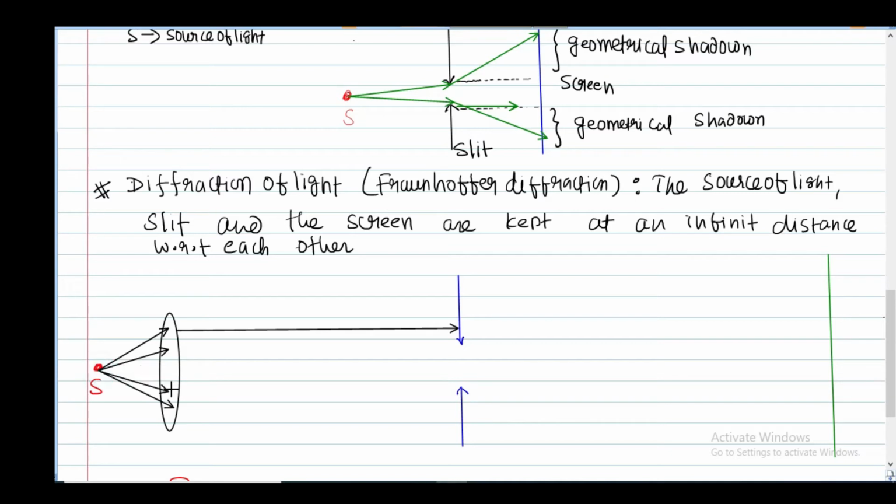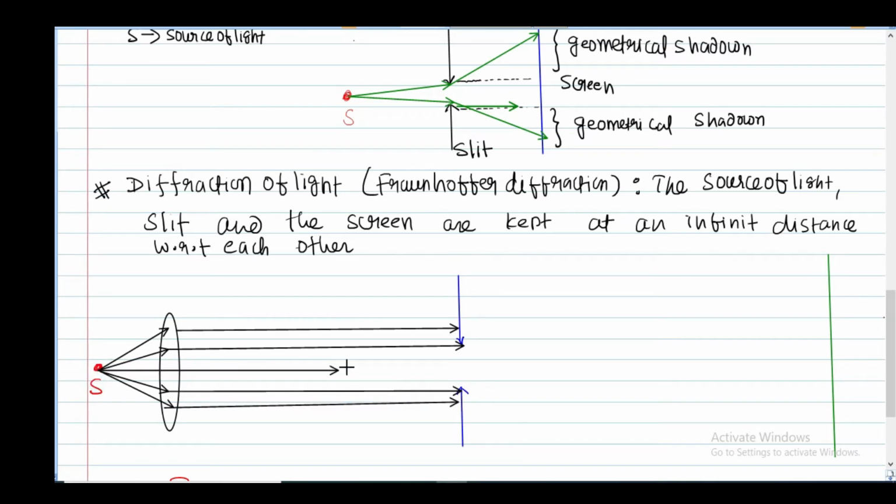You can see it here. These light waves, you can see it here. And the second light wave, which is just passing through the optical center, will pass without any deviation. And when this light wave is incident at this sharp edge of the obstacle, then what will happen? It will bend around this edge and enter into the geometrical region. Like this, you can see it here. Suppose it is bending like this.